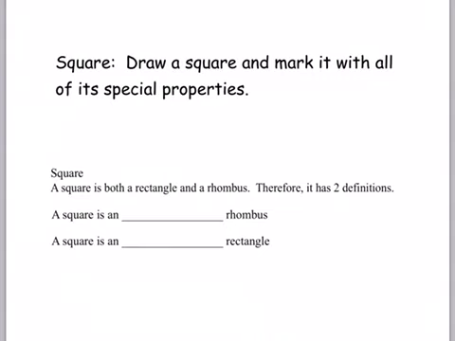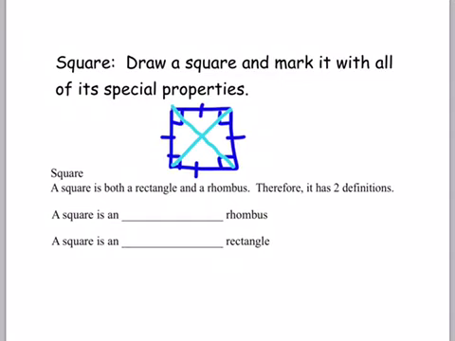Draw a square and mark it with all of the properties that you know. So a square has 4 right angles and 4 congruent sides. It's also going to have diagonals that bisect each other at 90 degrees. This makes 2 triangles for us, which you can see.